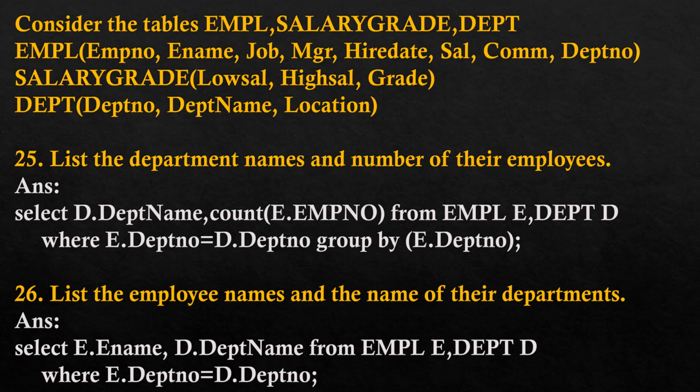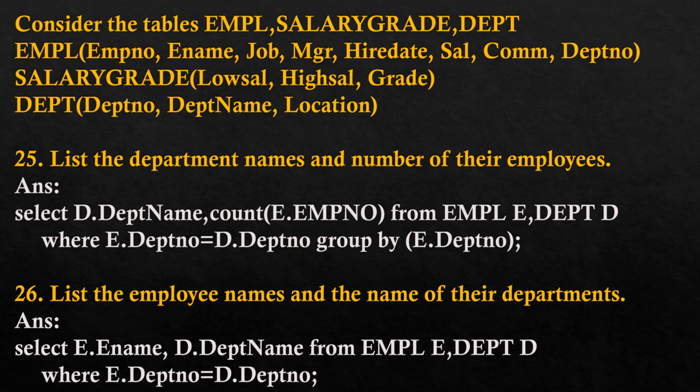Now consider the tables EMPL, salary grade and department. So these three tables, actually EMPL is already there in this book. You can see the schema is like this. EMPL contains EMP number, E name, job, manager, hire date, salary, commission and department number. And there are two more tables whose schema is like this. Salary grade has low salary, high salary and grade. That means these are the three columns present in this table. And the department table has three columns: department number, department name and location.